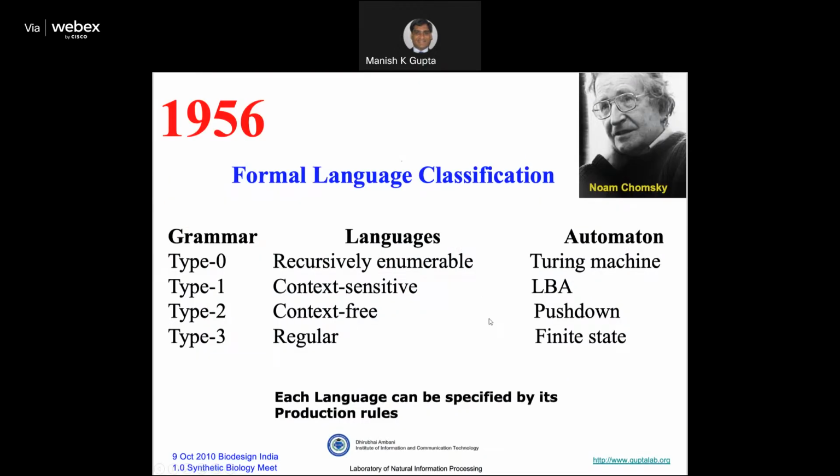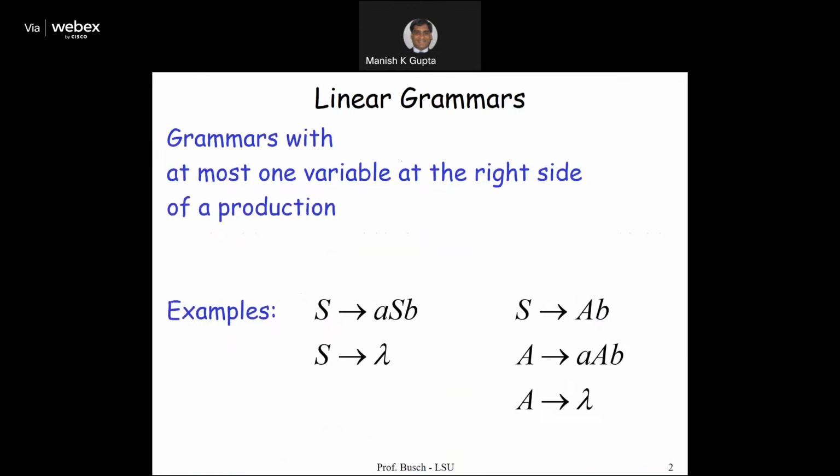So I talked about context-free grammar. I gave you one example and the formal definition. And now we are talking about linear grammars. These are grammars with at most one variable on the right-hand side of the production rule. For example, in this production rule there is only one variable on the right-hand side. This is a linear grammar because in all production rules there is only one variable on the right-hand side.